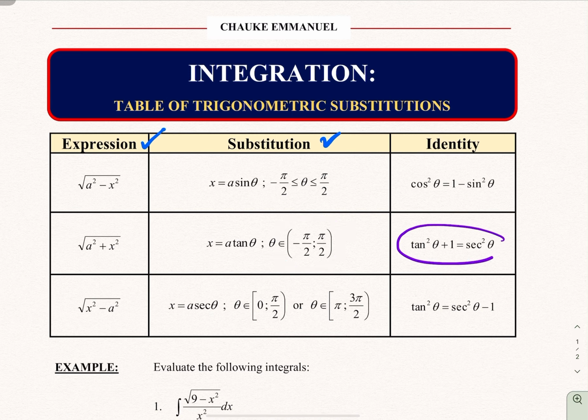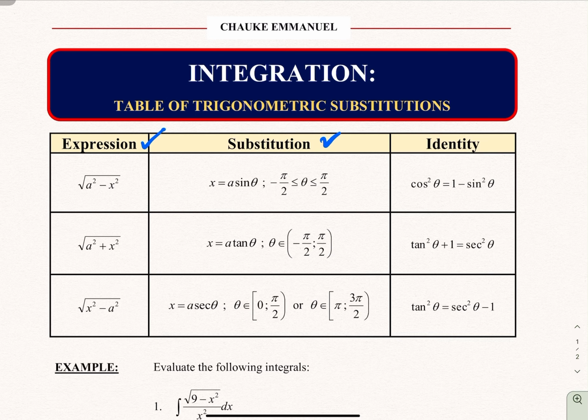And we are going to be using the Pythagorean identity. That is tan squared plus 1 equals secant squared of theta. All right. Now, the last one, you're going to have a vice versa of the first one. That is x squared minus a squared. And then you're going to be having this particular substitution.